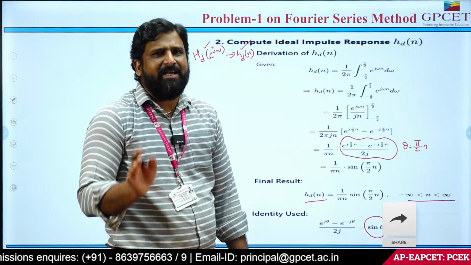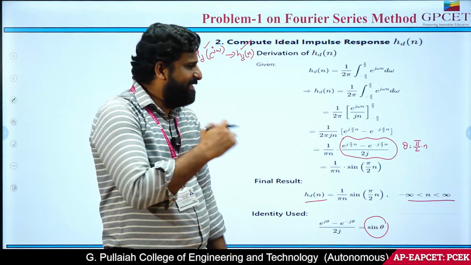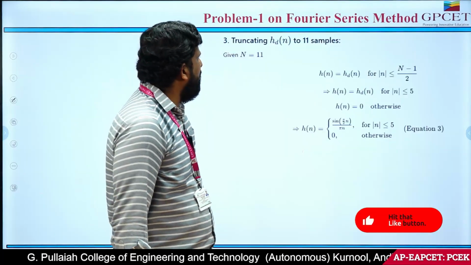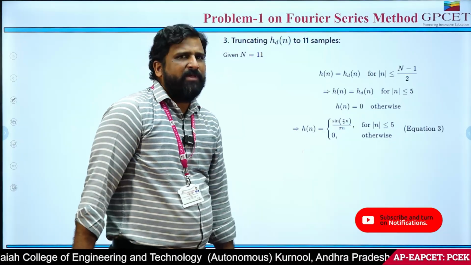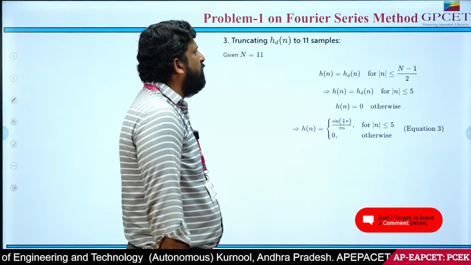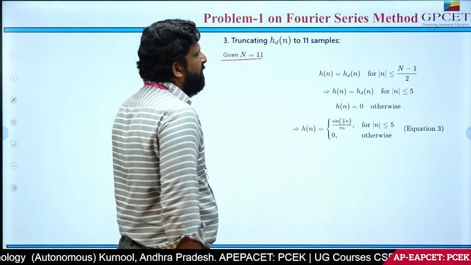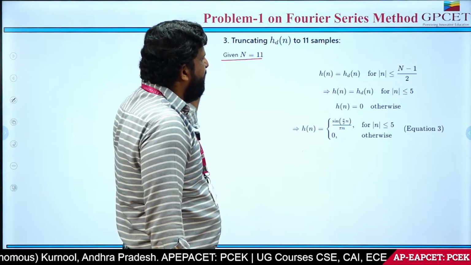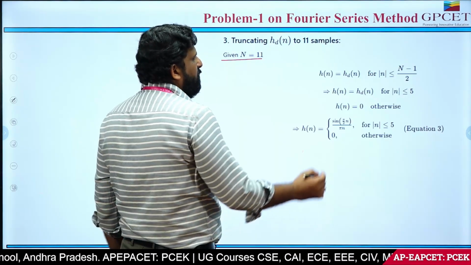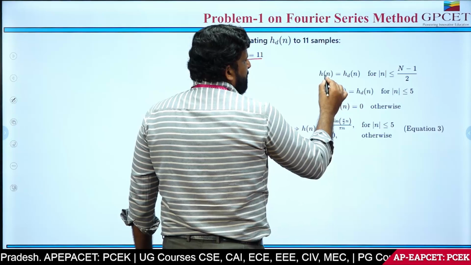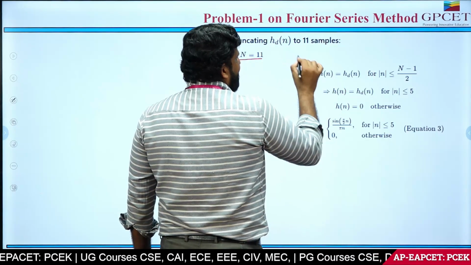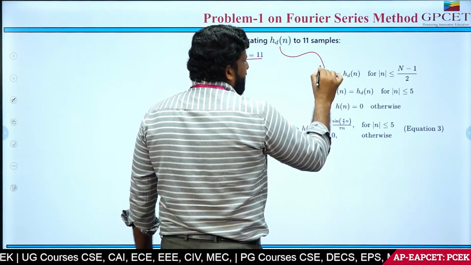You can see here the condition lies between minus infinity to plus infinity, but our agenda is designing the FIR, that is finite, while this is infinite. So for that, we have to truncate hd of n to 11 samples. Why? Because the value of n is given as 11. To convert that infinite into finite, we need to truncate. After doing this truncation, hd of n will be converted into h of n.